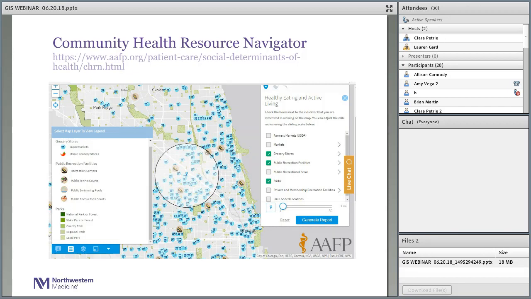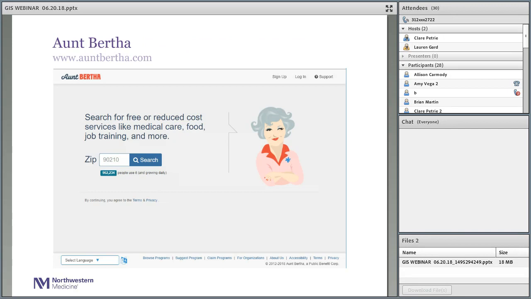The first one is the Community Health Navigator. We're not going to talk much about it right here because we ended up using this for our pilot study, so we're going to talk about it a little bit more later on. Moving on to Aunt Bertha. Aunt Bertha is a great resource. It's free, it's easily accessible, it's very easy to use and navigate, and pretty comprehensive.